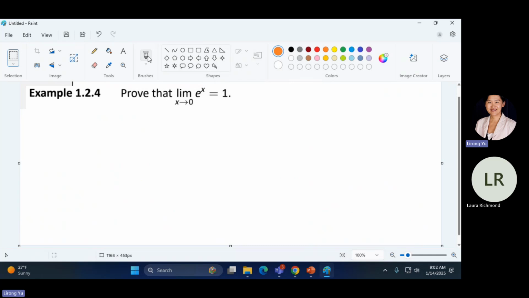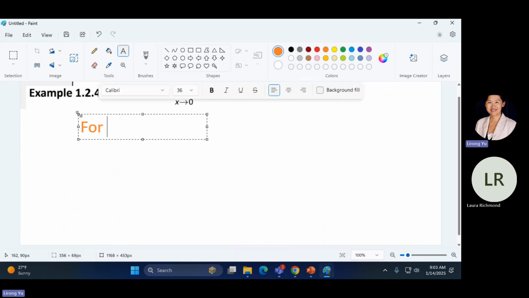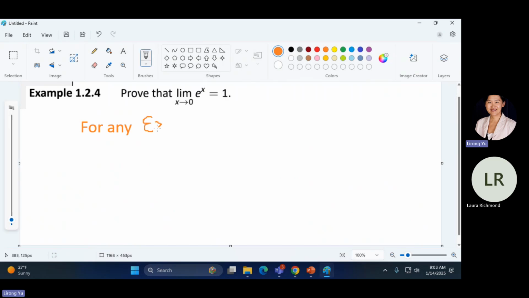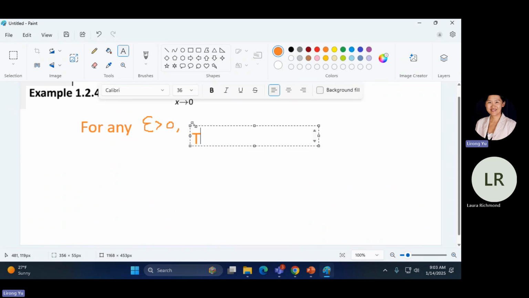Basically, randomly choose any epsilon. I guess it's easier to start typing it in. So we say for any positive epsilon, there exists, or we can find, it's basically the same thing.